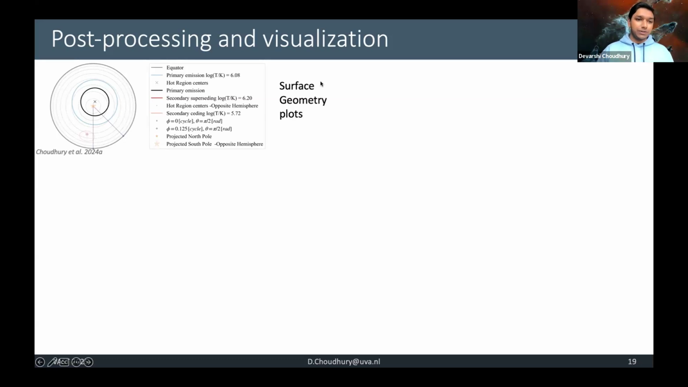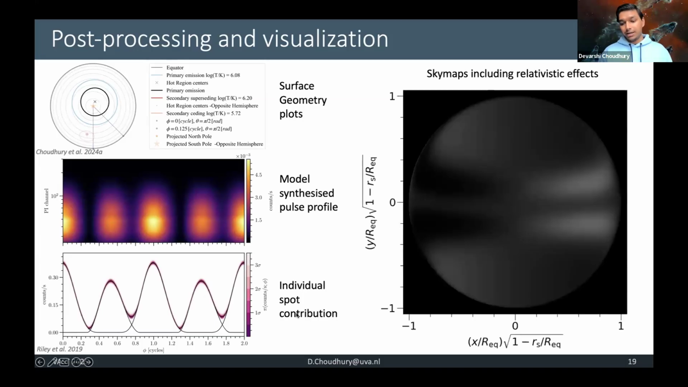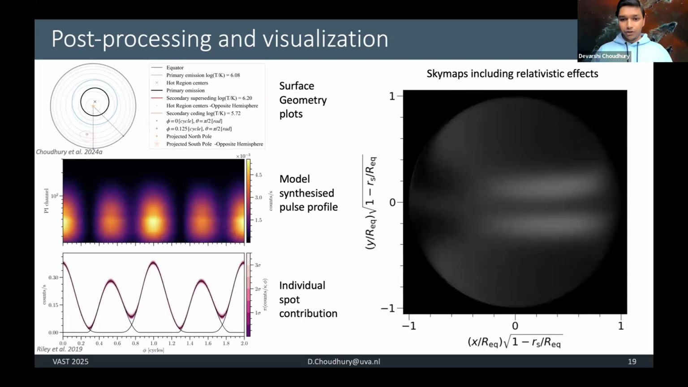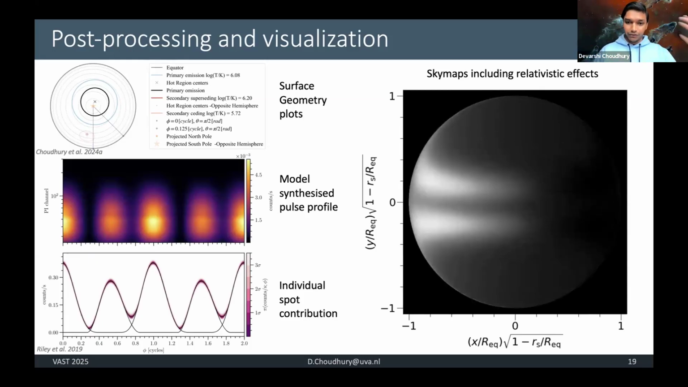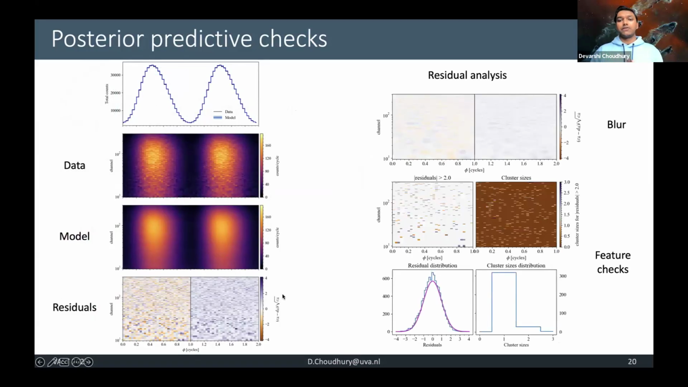So you have other tools like plotting tools to see the geometries. We provide tools to also check the model outcome of your pulse profiles with individual contribution from the spots, as well as sky maps that allow you to account for all the relativistic effects and how you would actually observe the star. And we have also tools for posterior predictive checking, where we basically take a bunch of posterior samples, compare it with the data, obtain the residuals, and try to see whether these look like Poisson residuals. Of course, it can be a bit hard to see them by naked eye, so we also have tools to help you understand if there truly is a feature that your model has missed out on explaining.